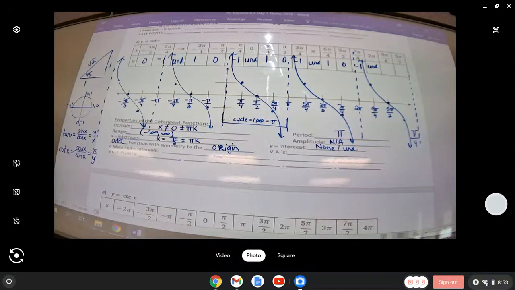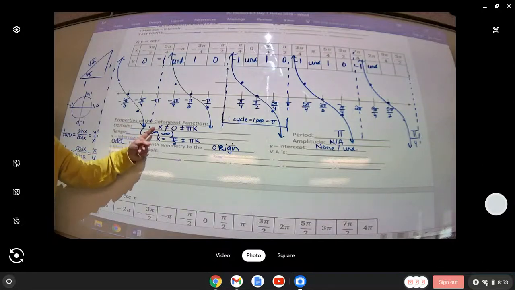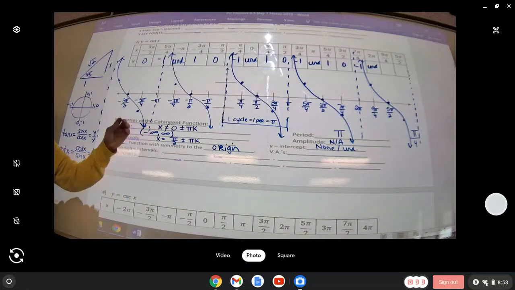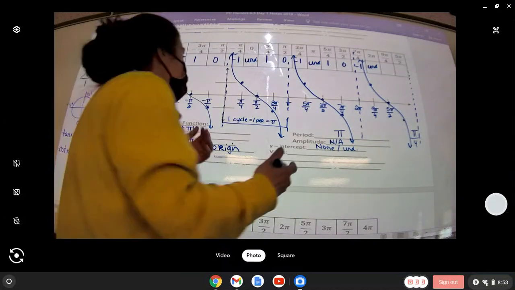Our VAs are at all of the x values that we weren't allowed to plug in. So now at x equals 0 plus pi times k, those are all of our VAs.